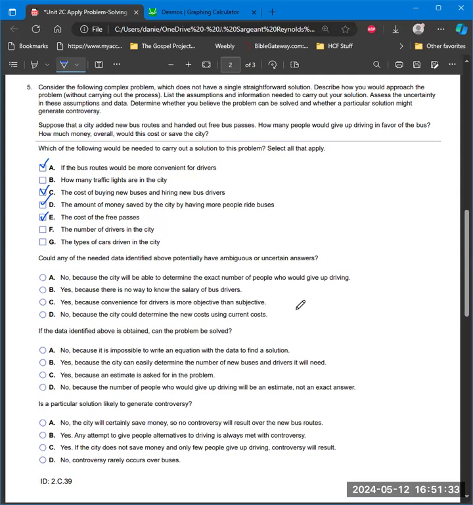Could any of the needed data identified above potentially have ambiguous or uncertain answers? Yes. Convenience for drivers is more, I think they mean to say subjective than objective here. But C is the correct answer here.